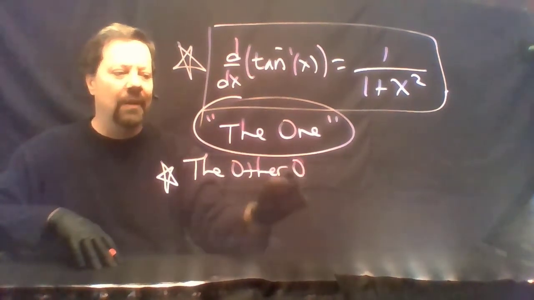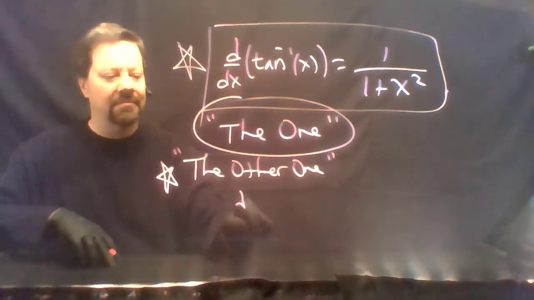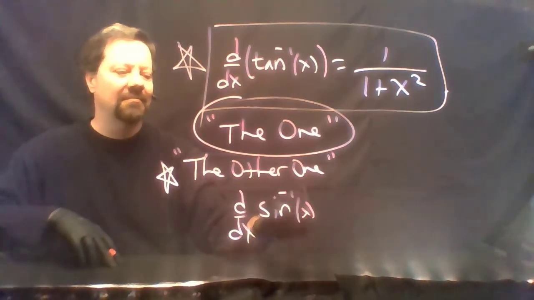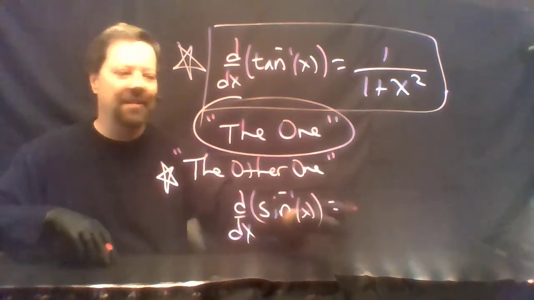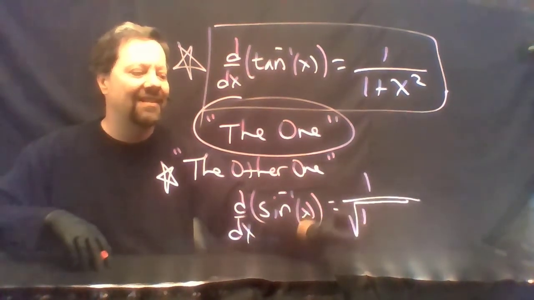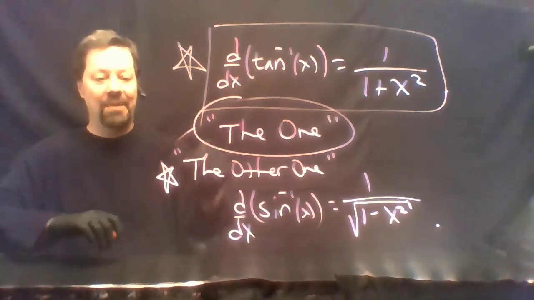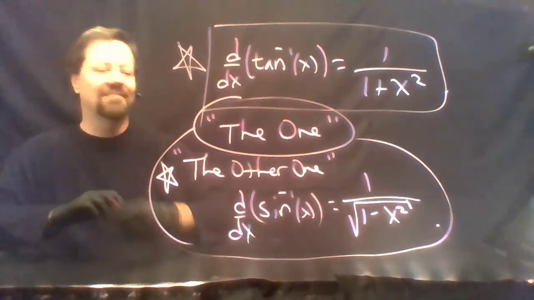And there's the other one. The derivative of arcsine is 1 over the square root of 1 minus x squared. You need to know both of these. You might be wondering about cosine.